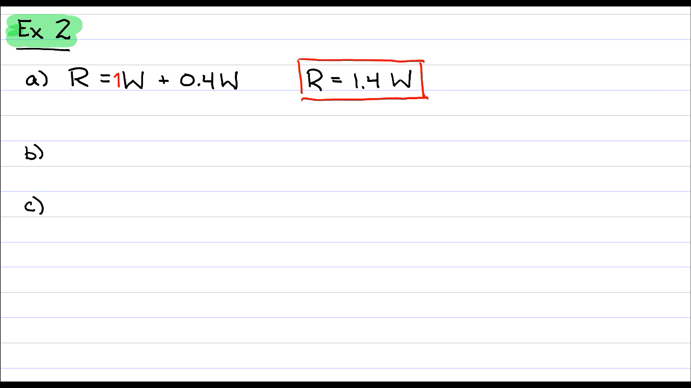Notice that the equation also makes sense in this form, because if I take 1.4 times W, what I'm really calculating is 140% of W, or the wholesale price. So this equation is just stating that retail prices are 140% of the wholesale price.